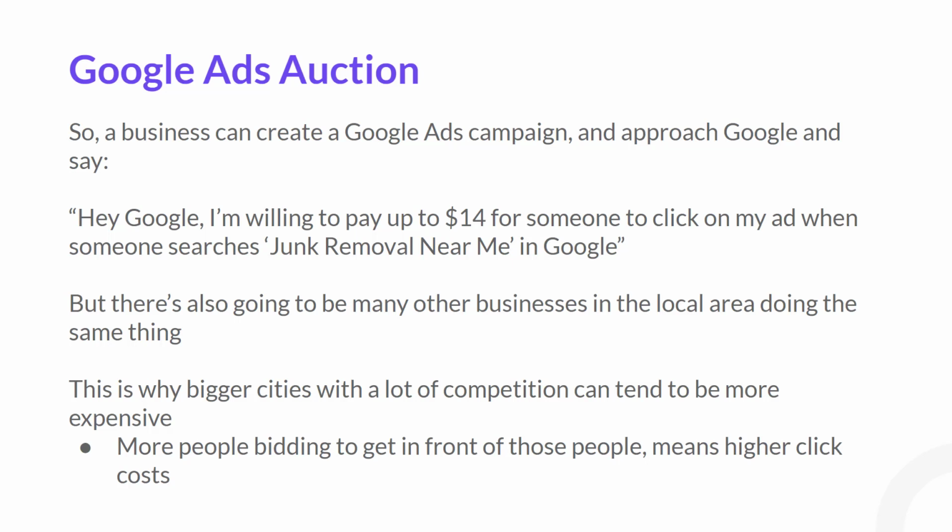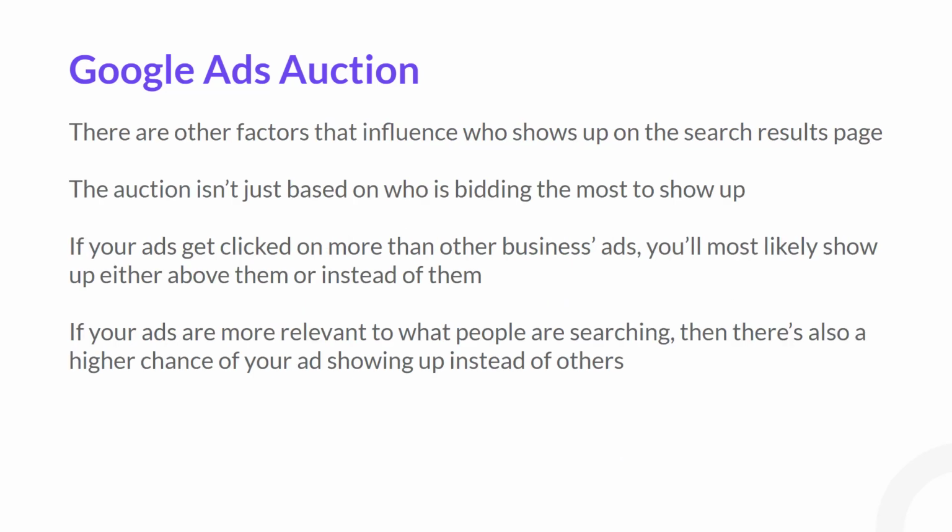Obviously, there's going to be a cutoff. People aren't going to be willing to bid $100 a click in junk removal, but more competition is going to mean higher click costs. But like I mentioned before, there are other factors that influence who shows up on that search results page. The auction is not simply based on who is paying the most to try to show up. A lot of it is based on campaign performance as well.